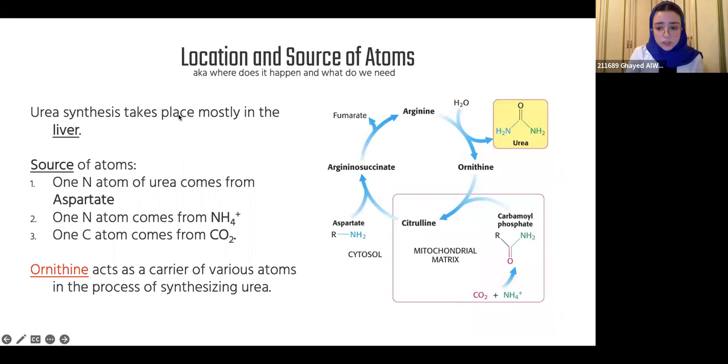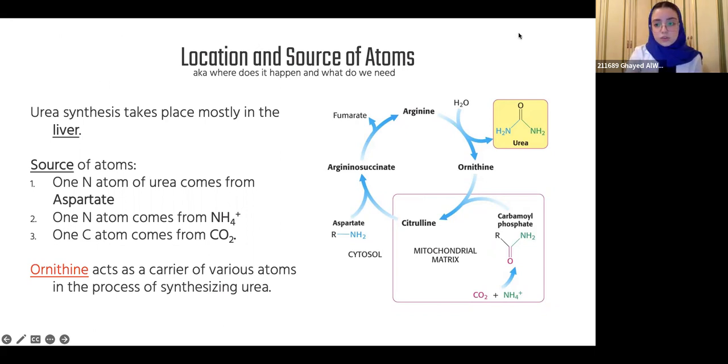Like we mentioned, the urea cycle takes place in the liver. From start to end, it's all in the liver within the hepatocytes, which are our liver cells. In the liver cell, we have 2 locations. It can either take place in the matrix of the mitochondria or in the cytoplasm. The first 2 steps take place in the matrix, and then the rest of the cycle takes place in the cytoplasm. And we'll look at that later on as well.